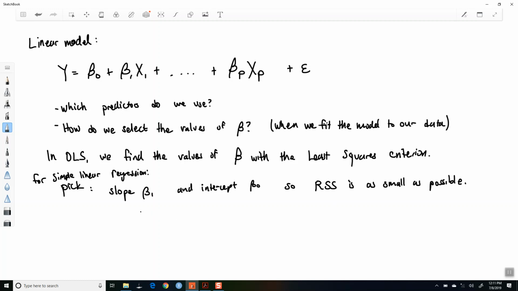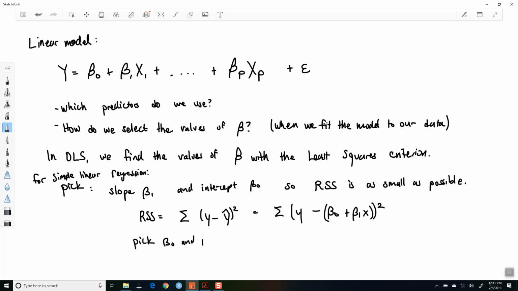So RSS is equal to the sum of y minus y hat squared, where y hat is beta 0 plus beta 1 x, and we want to pick beta 0 and beta 1 so that this thing is as small as possible. Pick beta 0 and beta 1 so RSS is as small as possible.